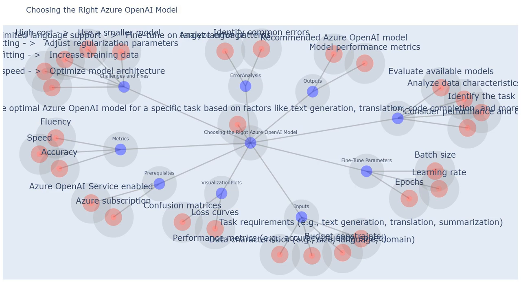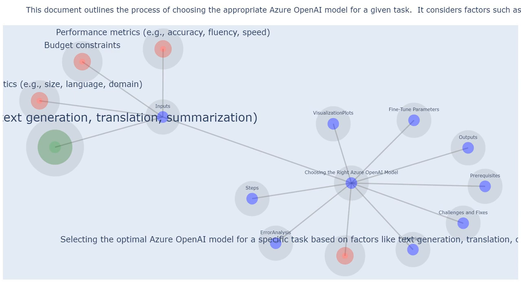This document outlines the process of choosing the appropriate Azure OpenAI model for a given task. It considers factors such as the intended use case, the characteristics of the data, performance requirements, and budget constraints. Inputs. The specific task for which the model will be used. For instance, it could be text generation for writing creative content, translation for converting text from one language to another, or summarization for condensing large amounts of text into concise summaries.